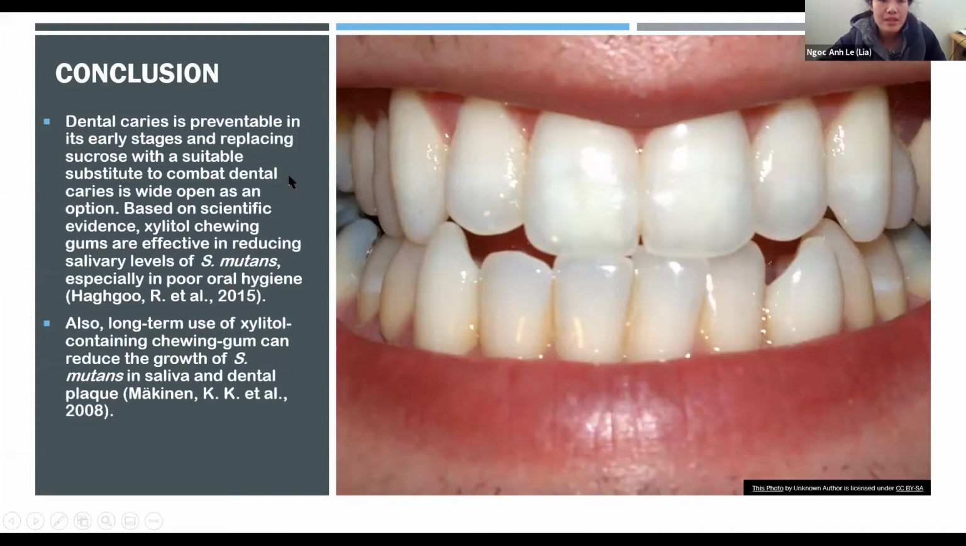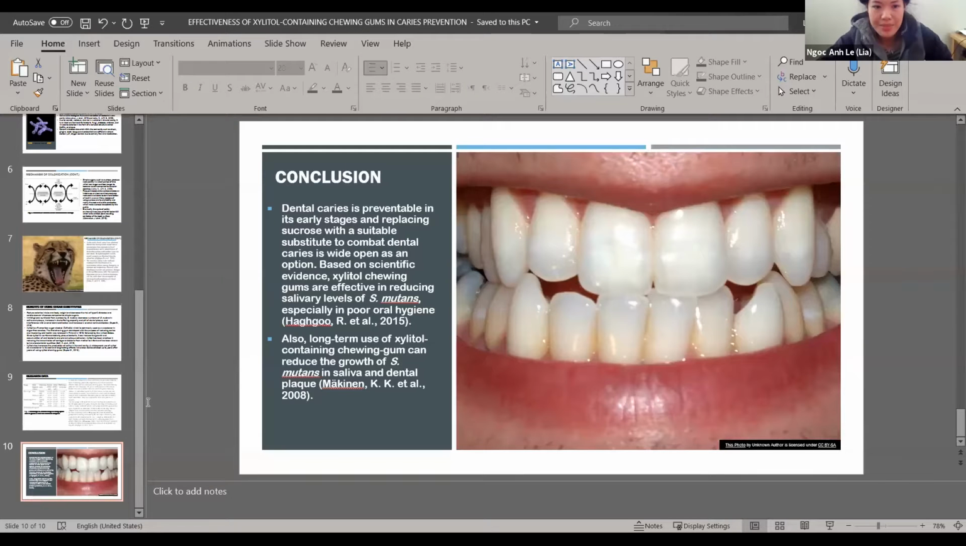Okay, so in conclusion, dental caries or cavity is preventable in its early stages, and replacing sucrose with a suitable substitute to prevent dental caries is wide open as an option. So based on the evidence, xylitol chewing gums are effective in reducing salivary levels of the bacteria mutans, especially in poor oral hygiene, and long-term use of xylitol chewing gums can reduce the growth of bacteria in saliva and dental plaque. So that's pretty much it.